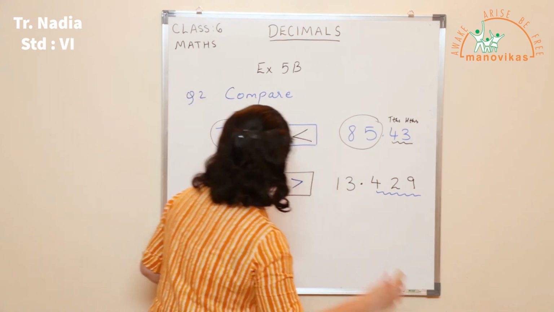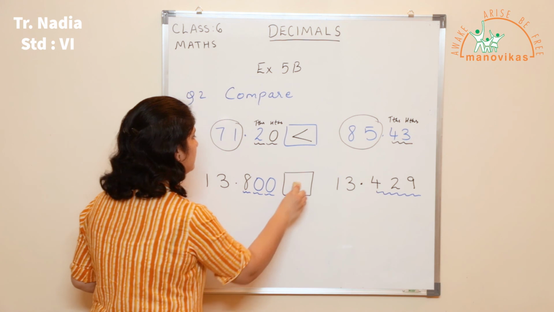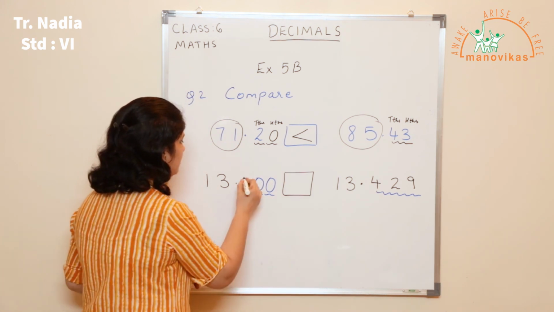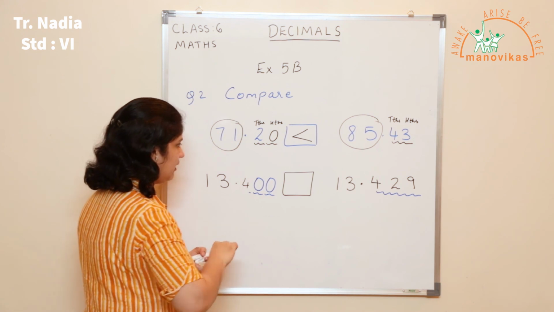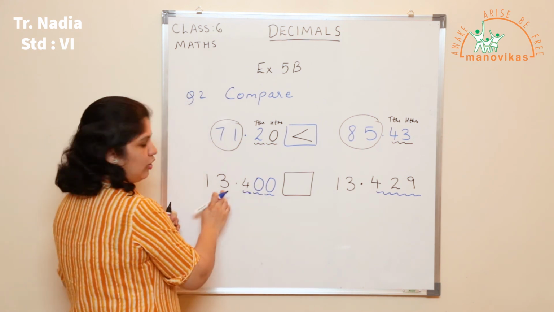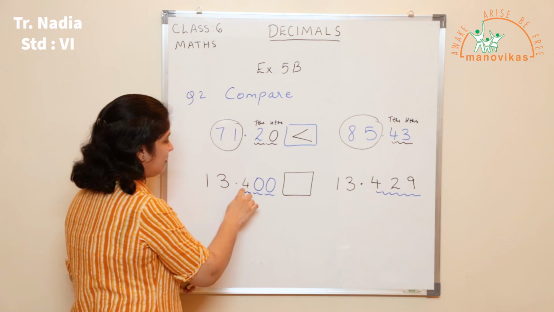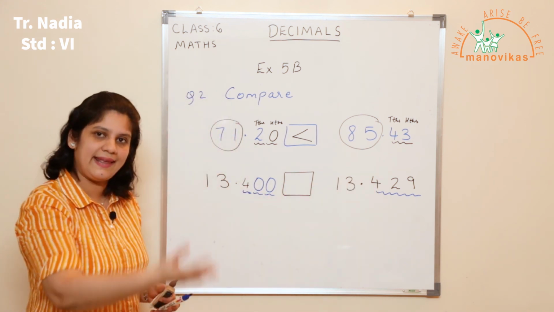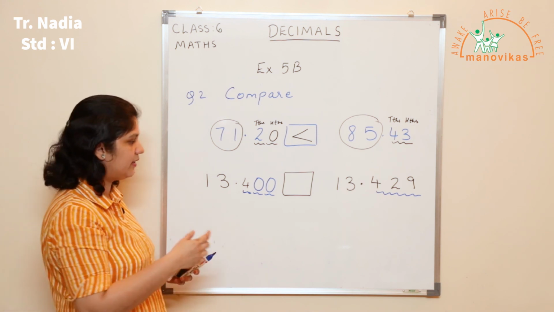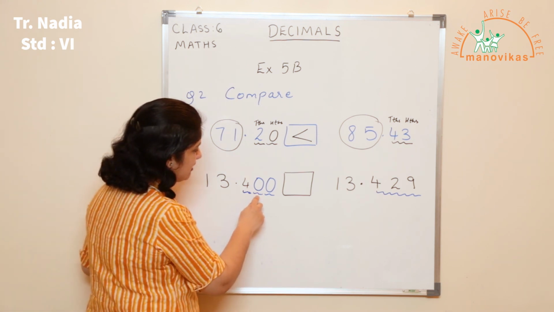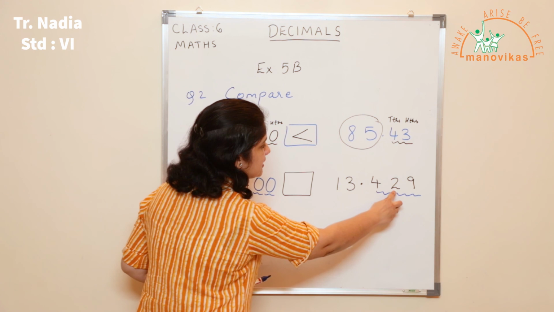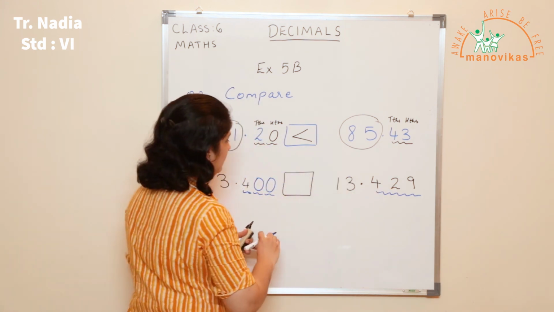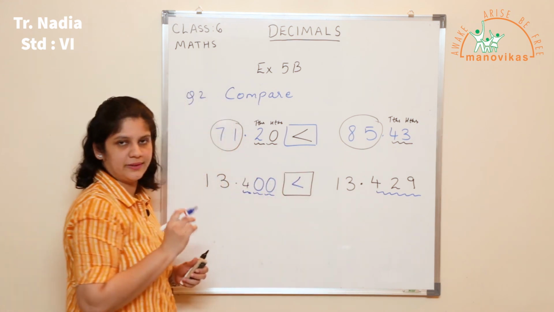Now supposing your tenths place was also same. Say instead of 8, this number was 4. Then what would you do? Your whole number is same. Your tenths place is also same. If tenths place is same, go to the next place, that is the hundredths place, and compare. The hundredths place is having 0 here. The hundredths place is having 2 here. So which is big? 2 is big. That means this number is bigger.